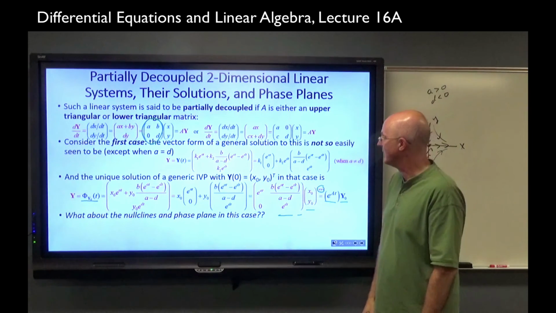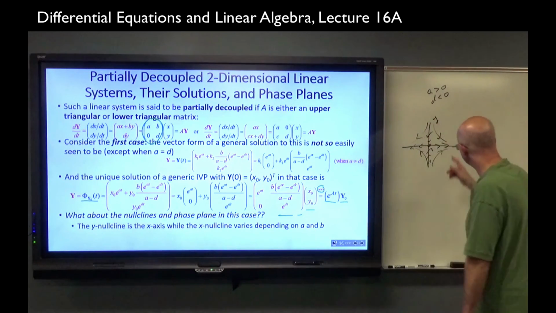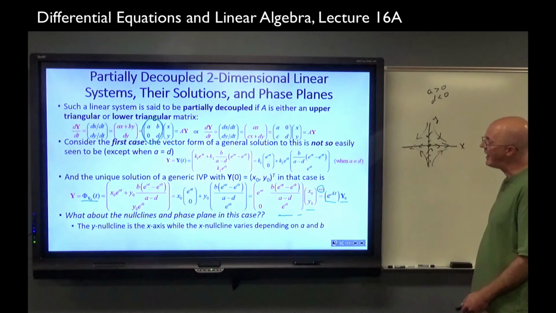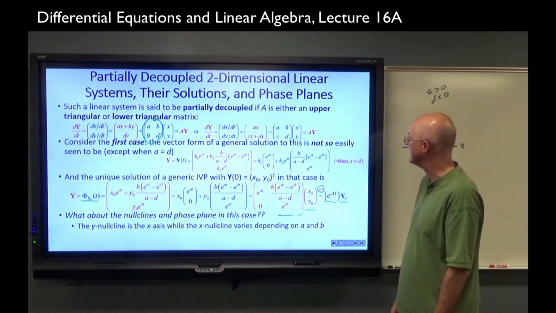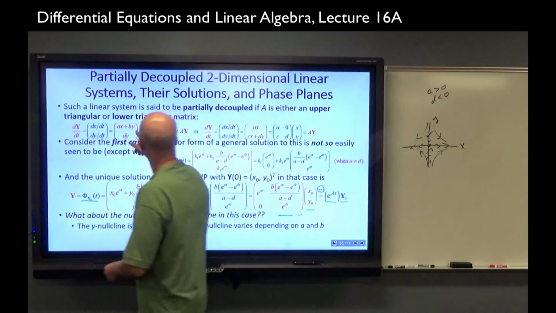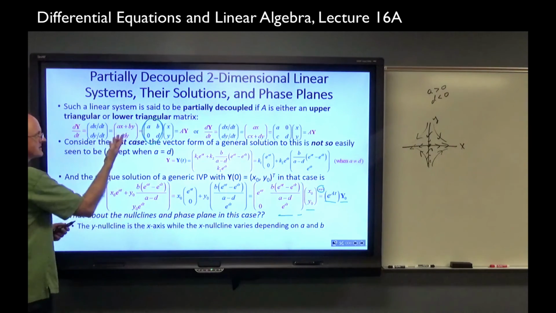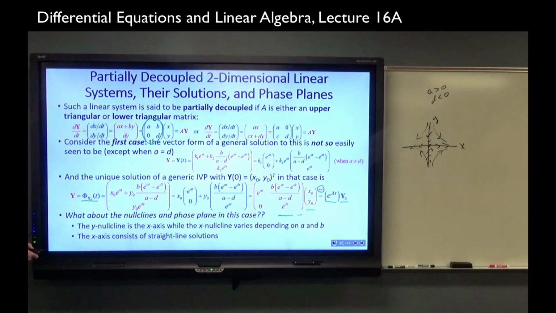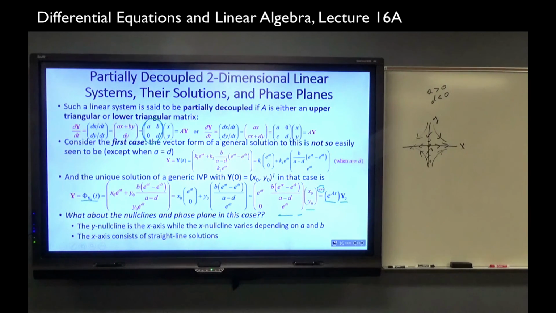Once again, we can ask about the null lines in the phase plane. The y null line is still the x-axis, so you still have horizontal motion, straight line solution along the x-axis, but the x null line is no longer the y-axis. It varies depending on the values of a and b. The x null line being where ax plus by equals 0. It's going to be a straight line in general, as you can solve for y as a function of x, and figure out the slope of that line to the origin. We'll use Mathematica here in a minute. And as I just mentioned, the x-axis consists of straight line solutions. So let's now end by looking at Mathematica quick.